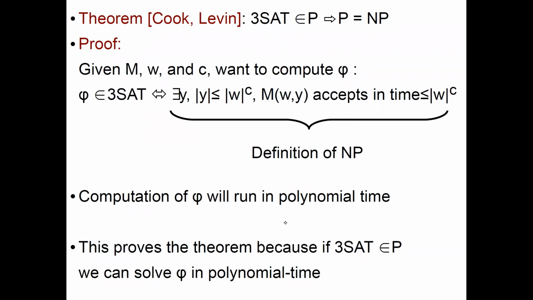Okay, so given M, w, and c, we wish to compute a formula, a 3CNF phi, such that phi is satisfiable if and only if there exists a y of length polynomial in the input length, so length at most length of w to the power c, such that M accepts wy in time at most length of w to the power c. This is just the definition of NP.